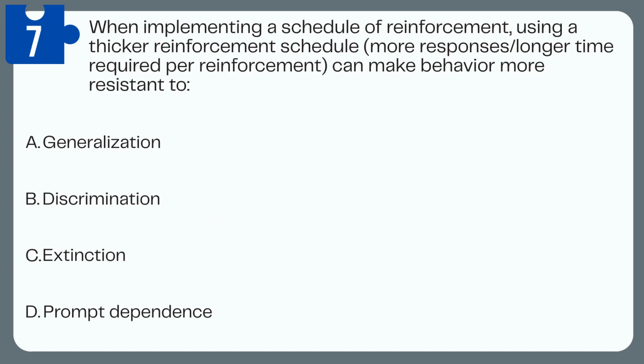Question 7. When implementing a schedule of reinforcement, using a thicker reinforcement schedule, more responses or longer time required per reinforcement, can make behavior more resistant to A. Generalization. B. Discrimination. C. Extinction. D. Prompt dependence.